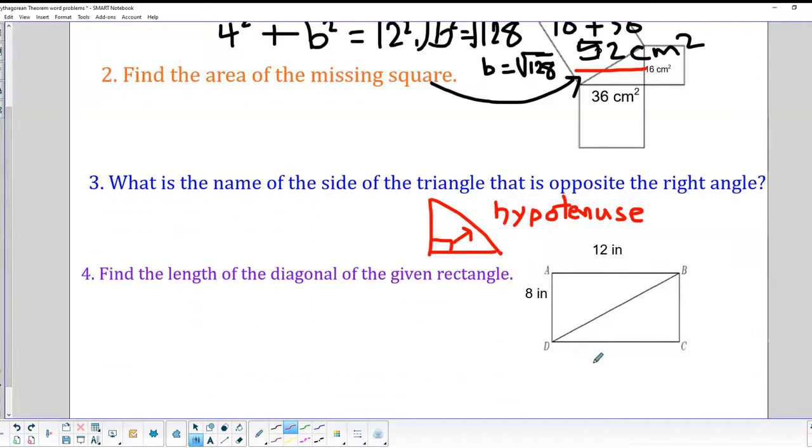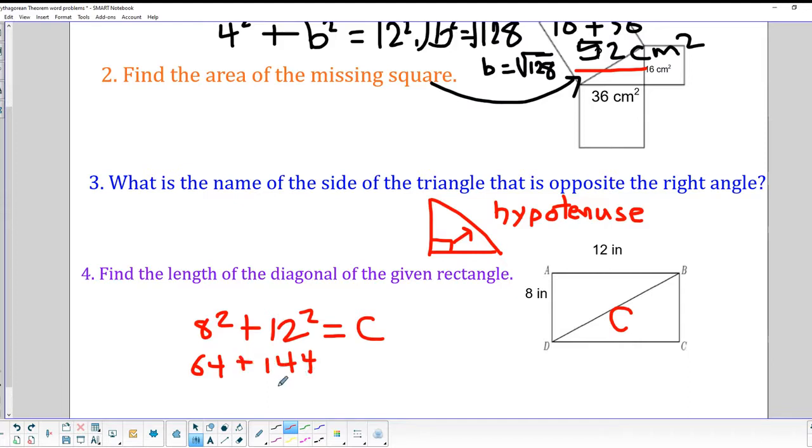Find the length of the diagonal of the given rectangle. So we're trying to find this. We're going to call this side c. So we know that a squared, or 8 squared, plus 12 squared equals c squared. And 8 squared is 64. 12 squared is 144. So we're going to add those two together with our handy-dandy calculator. So 64 plus 144 equals 208. So c squared equals 208.